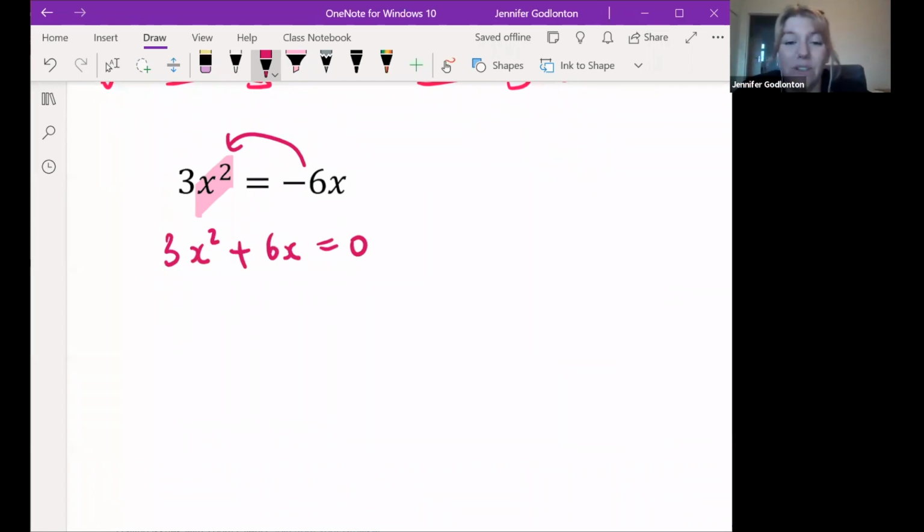Second step, we need to try and factorize. Now, when we factorize, we think about what we spoke about in our lesson on Monday. First thing we have to look for is there a highest common factor? Okay.